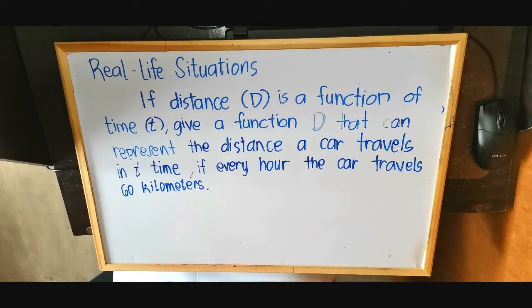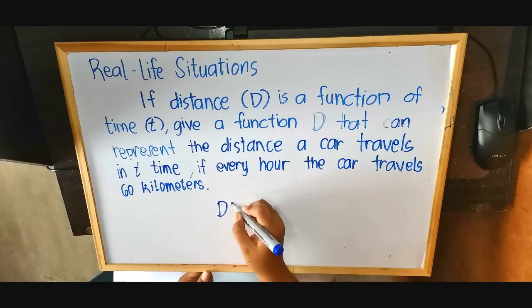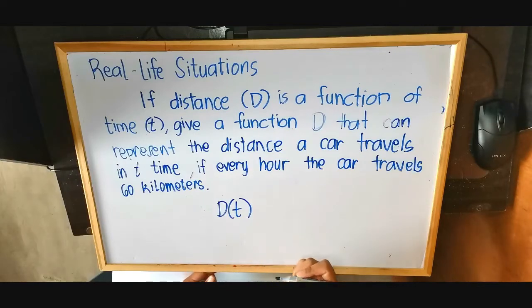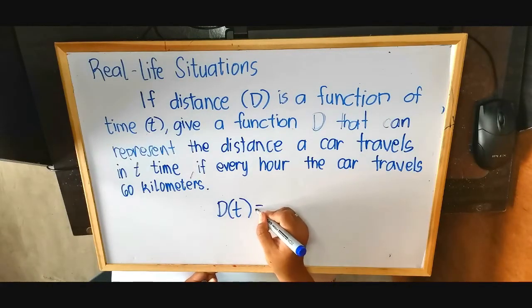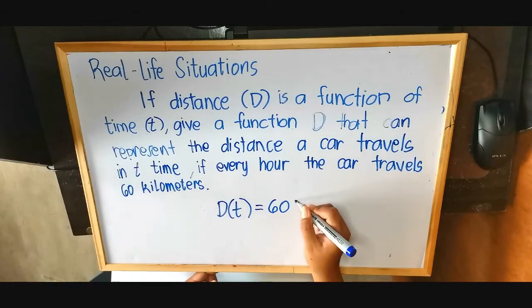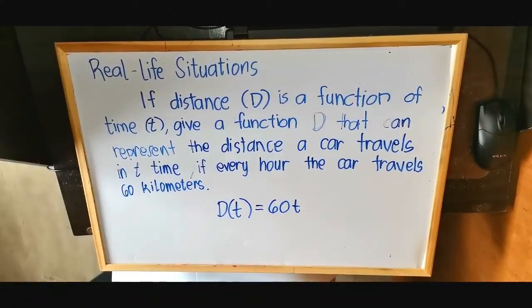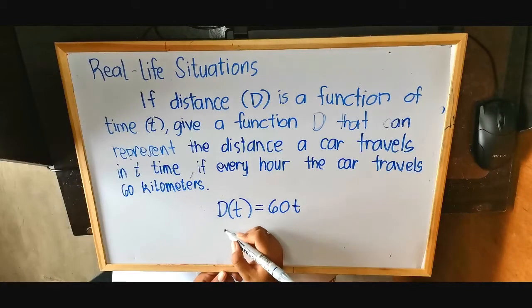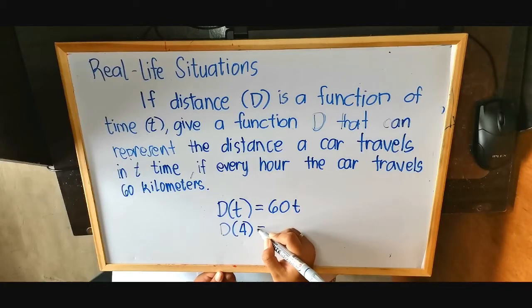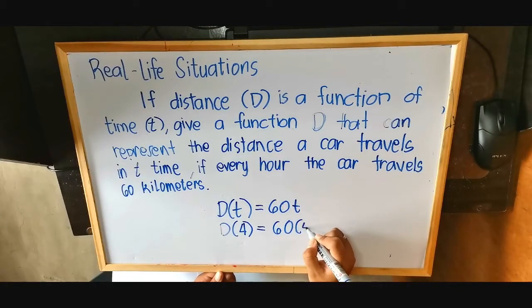So to represent the distance a car travels in t time, we have d of t. The distance is a function of time, which is equal to 60 multiplied by t. So we have d of t is equal to 60t. So let's say the car travels for 4 hours. Gano'n na kalayo yung na-travel ni car for 4 hours? So, let us have d of 4 is equal to 60 multiplied by 4.